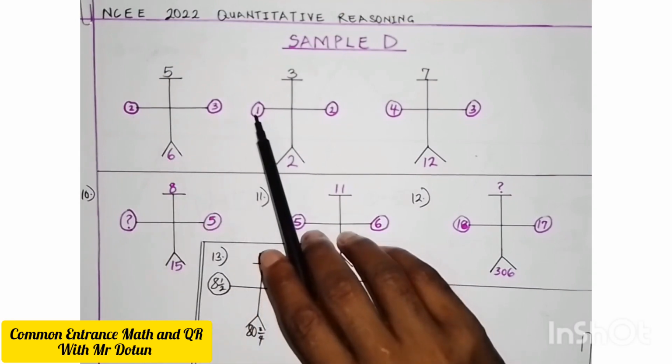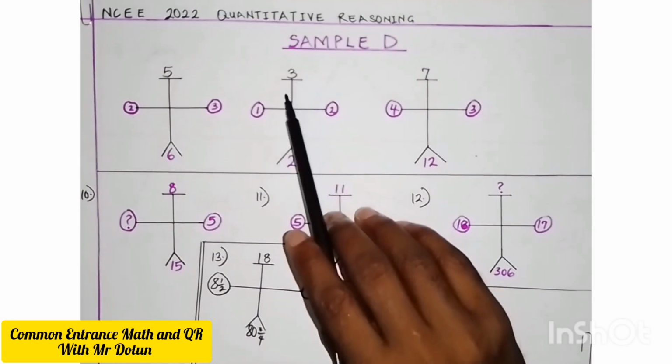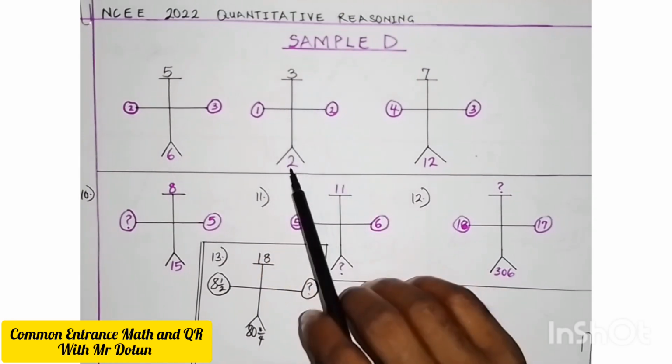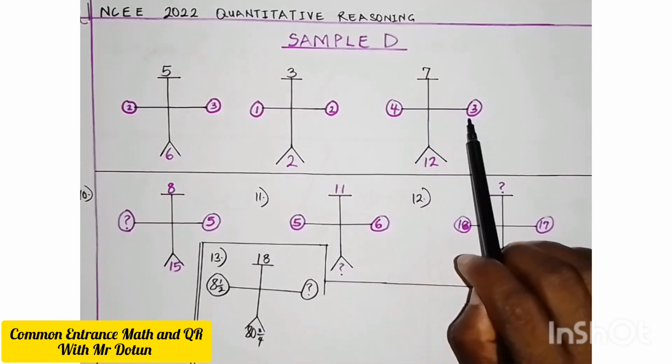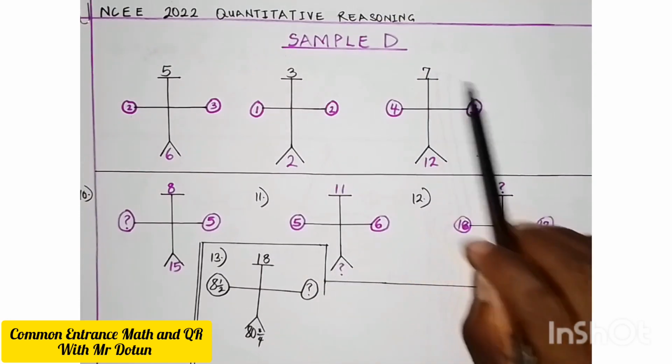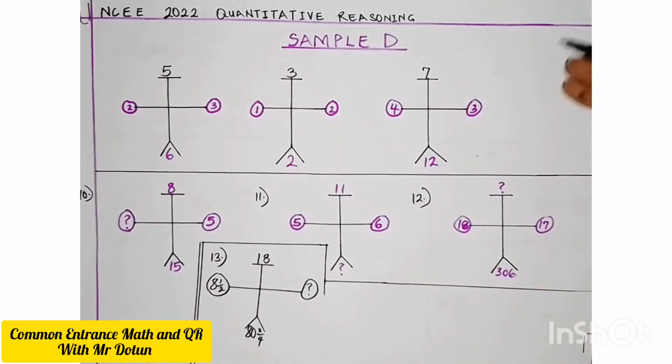So here, 1 plus 2, is it 3? Yes, it is. 1 times 2, is it 2? Yes, it is. Here, 4 plus 3 is 7, and 4 times 3 is 12. So simple, we've got it.